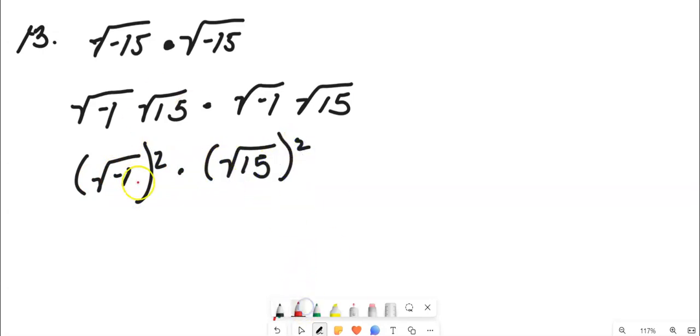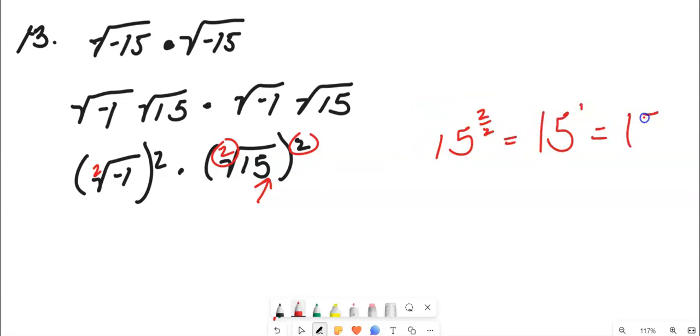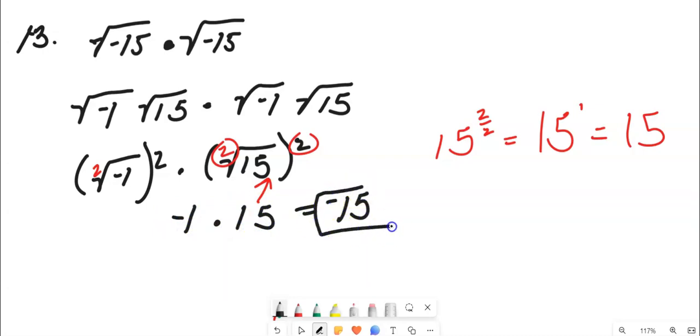Now remember, whenever the number here and the number as the power are the same, this simply comes out. And why is that? Because really it's 15 to the 2 over 2, which equals 15 to the first, which is simply 15. Same with the negative 1. So we can evaluate this as negative 1 times 15, and our answer simply is negative 15.